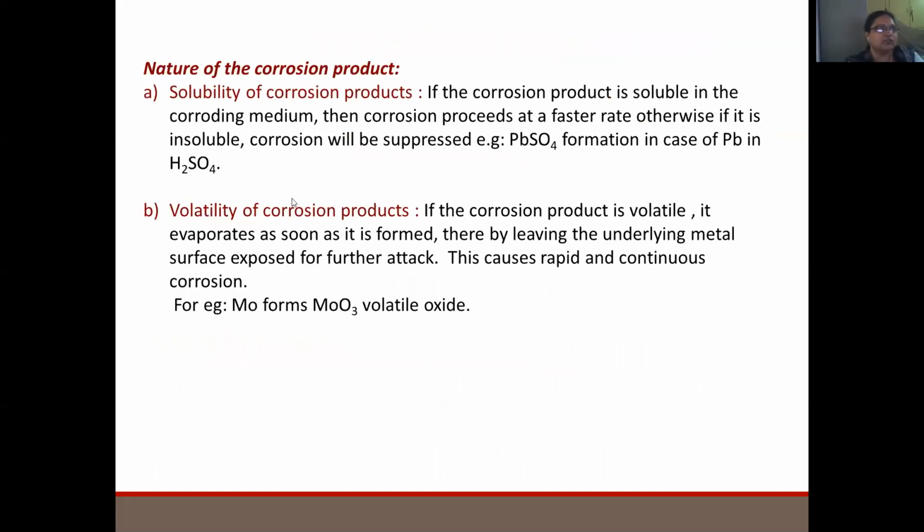Next, nature of the corrosion product. In this you are going to write about the formation of different metal oxide layers, that is porous and volatile. These two undergo further corrosion. Right? So you can write the nature of the corrosion product about these.